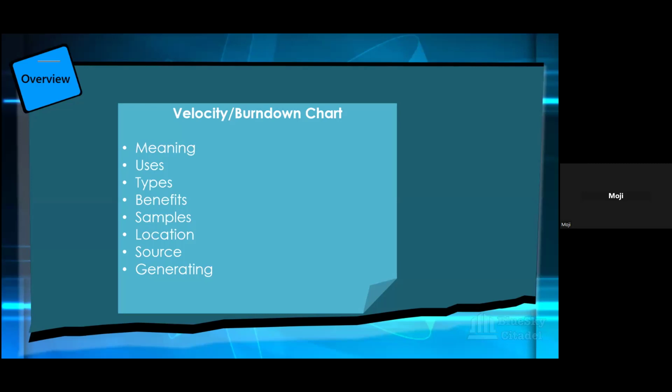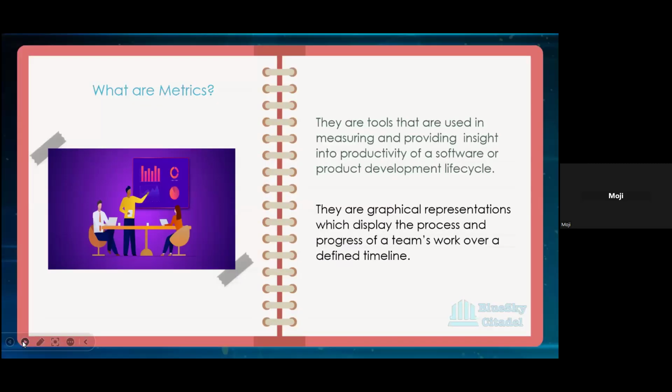Okay. So let's look at what we mean when we talk about metrics. Okay, so what are metrics? They are just tools that are used to measure and provide insights into the productivity of a software or product development lifecycle. Okay, so they are a graphical representation. Some call it visual, graphical, whatever you want to call it, and they display the process and the progress of a team's work over a defined timeline.